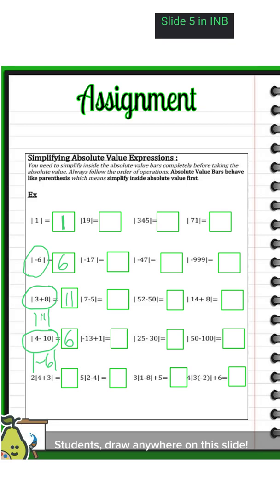Now let's look at the next one. 2 times the absolute value of 4 plus 3. Well, 4 plus 3 is 7. So now let's figure out the rest. At this point, I want to go ahead and take the absolute value. The absolute value of 7 is 7. So now I'm going to do 2 times 7, which is 14.